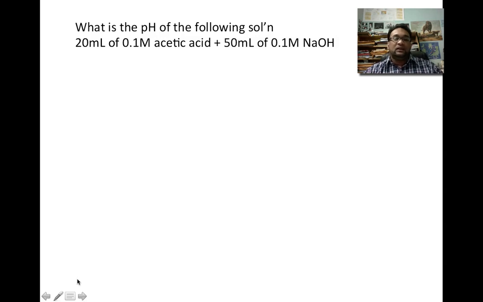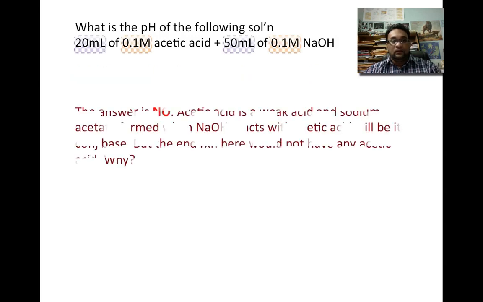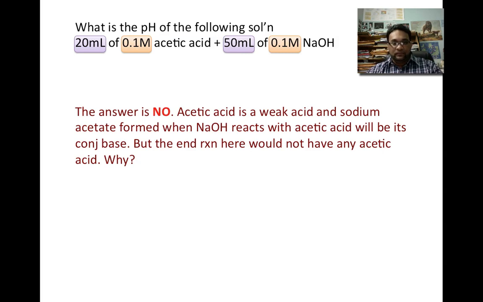The second question asks you, if you combine 20 mils of 0.1 molar acetic acid plus 50 mils of 0.1 molar NaOH, what would be the resultant pH? So we know that a buffer consists of a weak acid and its conjugate base. The question now is, is that the situation here? And the answer is no. Yes, acetic acid is a weak acid. And when you combine acetic acid with NaOH, you get sodium acetate, which is its conjugate base.